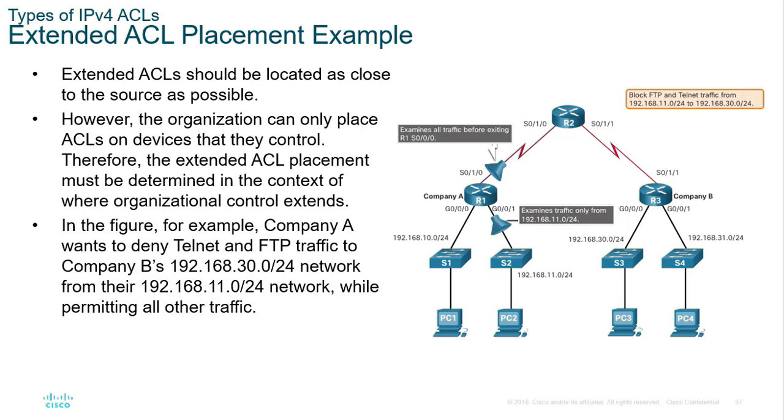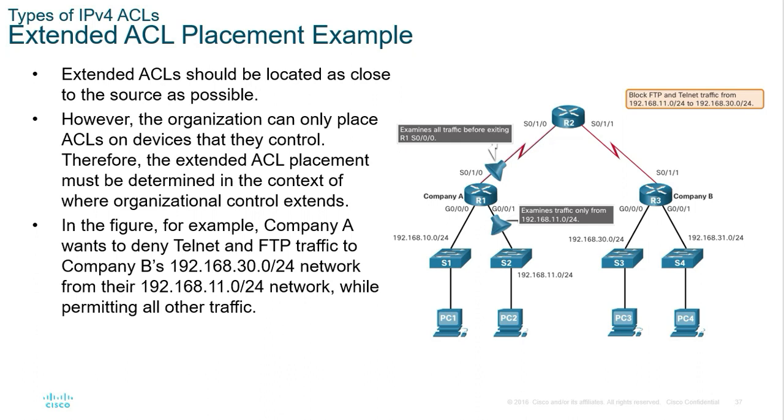So, next example adalah menggunakan extended ACL. So, bila kita nak filter more than just source IP address, we want to filter maybe based on the port number, kita gunakan extended ACL. So, the basic guideline untuk extended ACL adalah it should be placed as close to the source as possible.